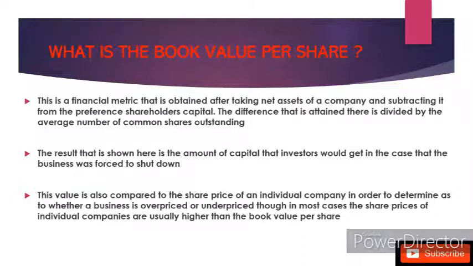So this value is also compared to the share price of an individual company in order to determine whether a business is overpriced or underpriced. Though in most cases, the share prices of individual companies, even excellent performing ones, are usually higher than the book value per share. So if the book value per share is greater than the market price, then that company is being sold at a very cheap price. It's underpriced. I mean, like, damn, the market price is smaller than the actual book value of the business. So that's a bargain to investors, and that's a bargain they would go for, as it is expected that eventually the share prices will rise to similar or greater heights than the book value per share.